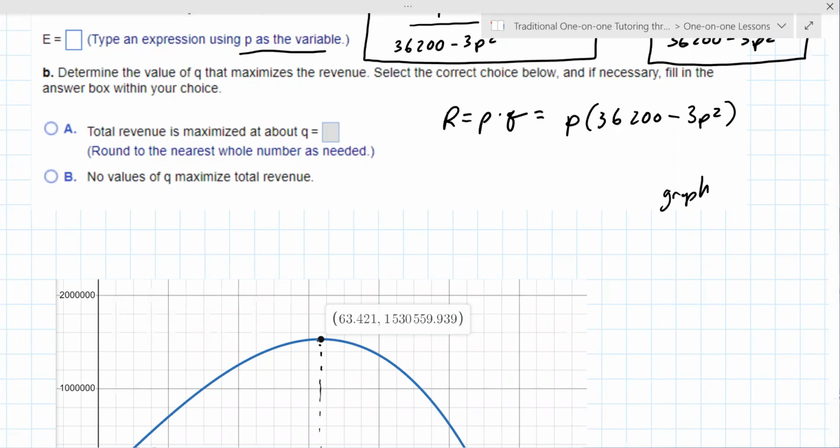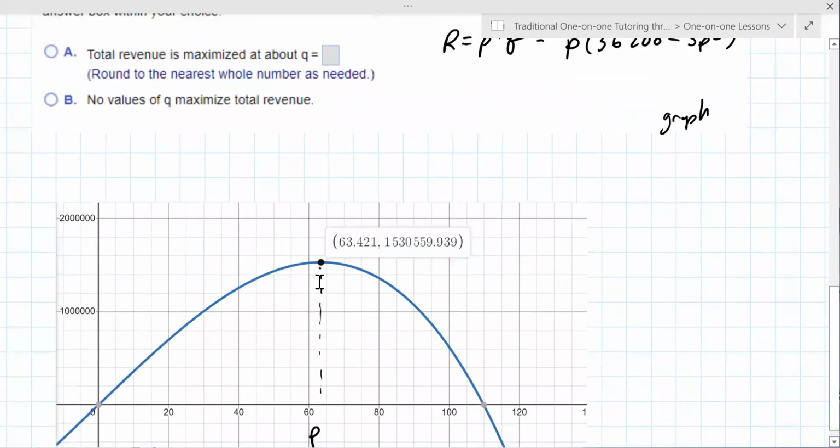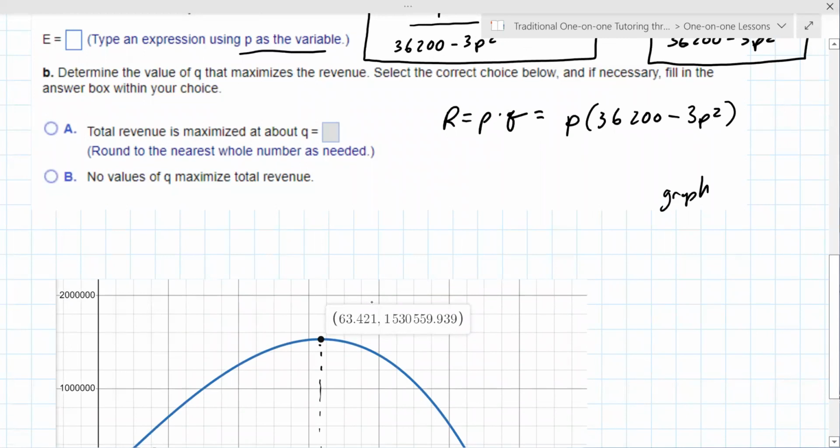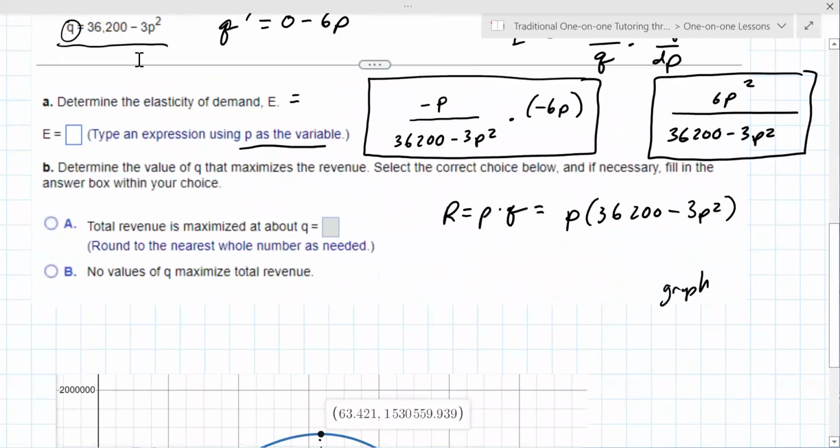Now, you are not asked for revenue, even though it says total revenue is maximized. You're asked for the Q. So you use this P value, the 63.421, and you plug it into the expression for quantity. So your quantity expression is 36,200 minus 3P squared. We're going to use that 63.421. And whatever that is, that's the Q that we want.